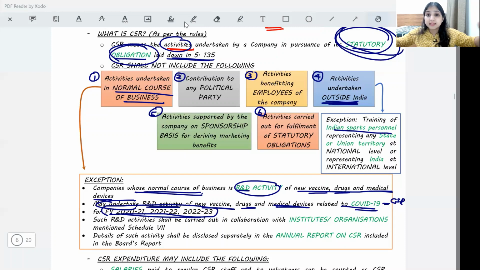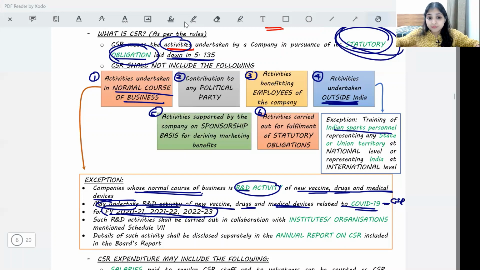For example, let us say the Tata Group. It is providing training facilities to our Indian sportsmen in London. They have set up a training school in London, a sports camp in London, and there they are providing training facilities for Indian sportsmen in London. Even though it is outside India, it will be considered as CSR.